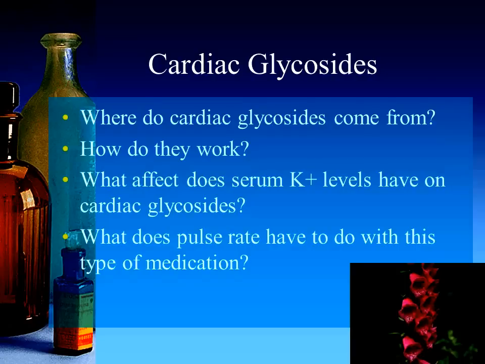Some of this information you may recall from a particular medication that you looked up on your drug summaries, and that would be the medication Lanoxin. Lanoxin was a cardiac glycoside. So all the things that we're talking about here would apply to Lanoxin. When you were researching Lanoxin, you should have found out some information about what a pulse rate has to do with this type of medication.